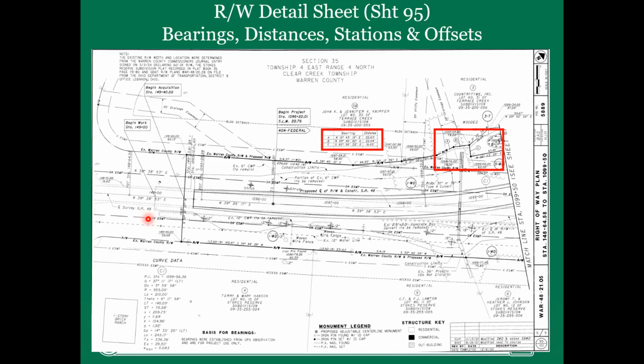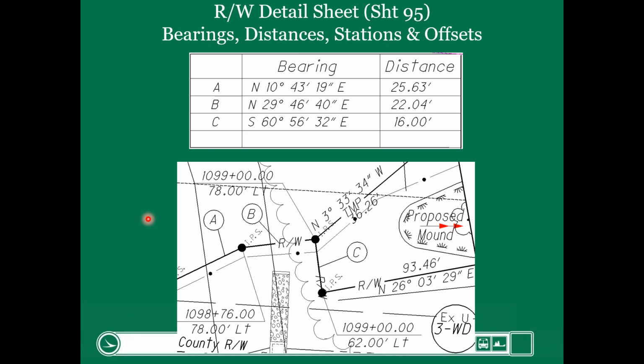So that being said, I know it's quick. We're going to zoom in here real quickly and look at a parcel. When we don't have room to include the bearings and the distance along a proposed right-of-way line, we'll use a balloon reference and a table. So this is 3WD that we're going to be describing, around this parcel right here. This is balloon reference A, so it's this line. This line represents north 10 degrees, 43 minutes, 19 seconds east, and it's 25.63 feet. Next is B, so from this point to this point is northeast, 29.46, a distance of 22.04 feet.